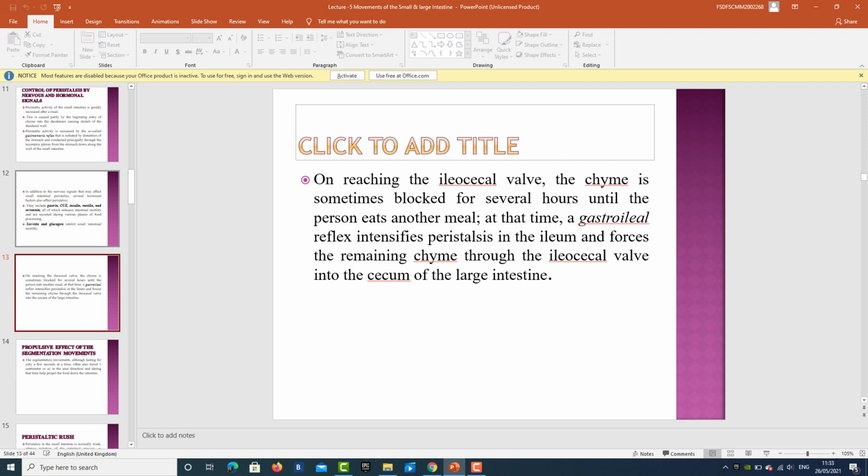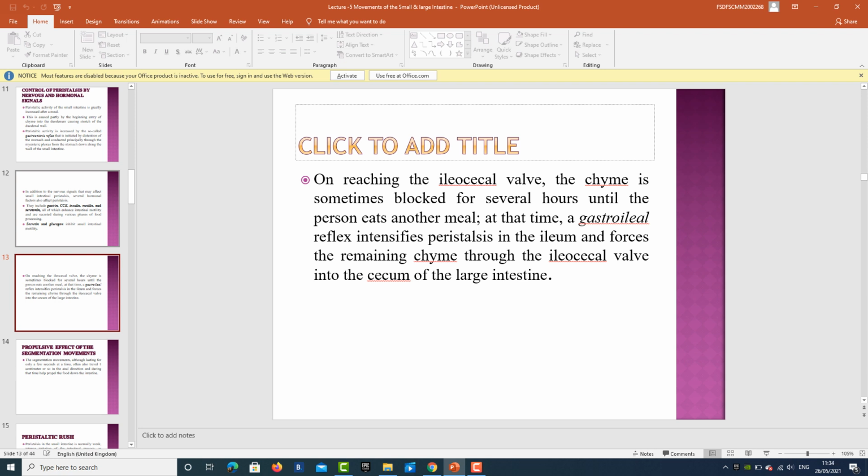On reaching the ileocecal valve, the chyme is sometimes blocked for several hours until the person eats another meal. At that time, a gastroileal reflex intensifies peristalsis in the ileum and forces the remaining chyme through the ileocecal valve into the cecum of the large intestine.